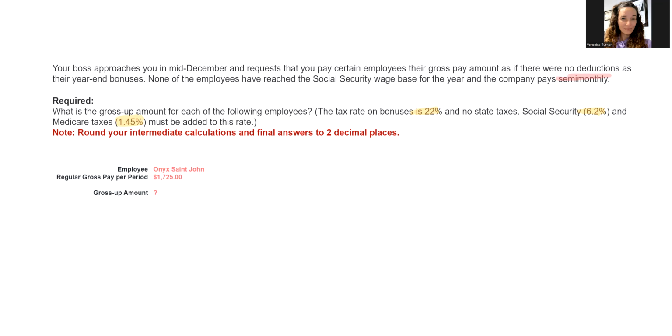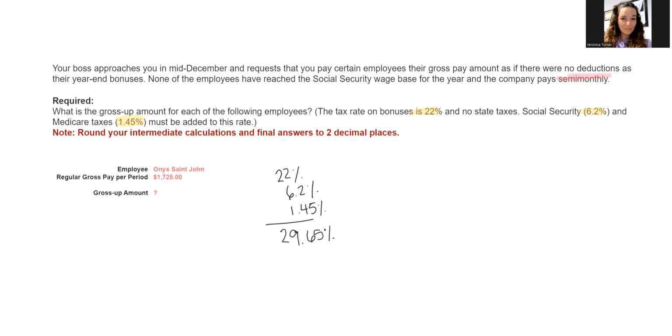Okay. So the first thing that we're going to do is add how much percentage is going to be taken out. So we know we have 22%, which is the tax on bonuses. We have the 6.2%, which is the Social Security, and then we have the 1.45%. So we're going to get the total of this. So the total ends up coming to 29.65%.